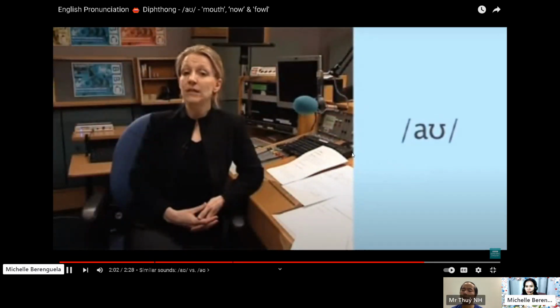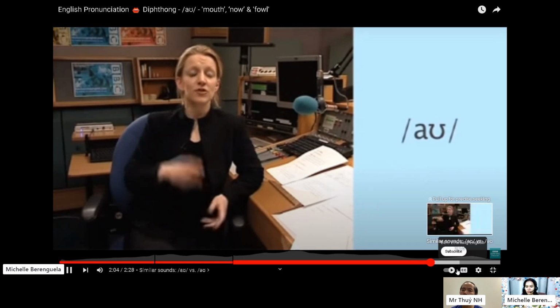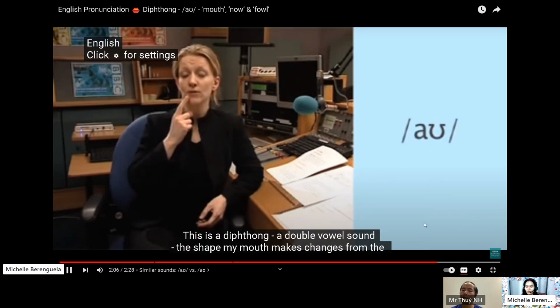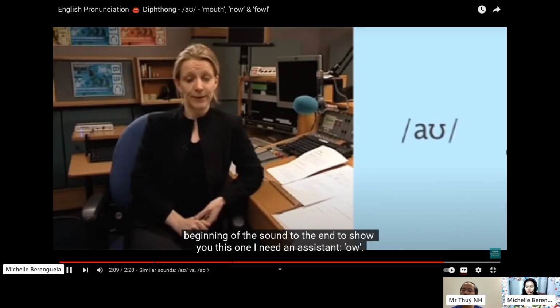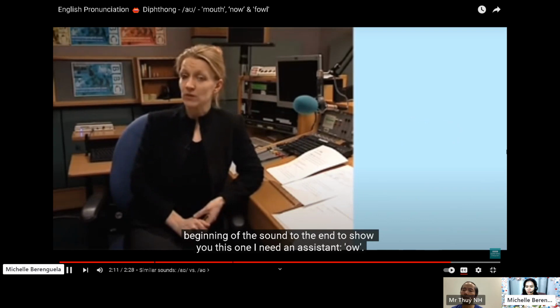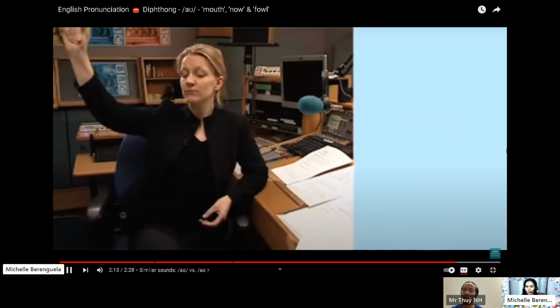This is a diphthong, a double vowel sound. The shape my mouth makes changes from the beginning of the sound to the end. To show you this one, I need an assistant.